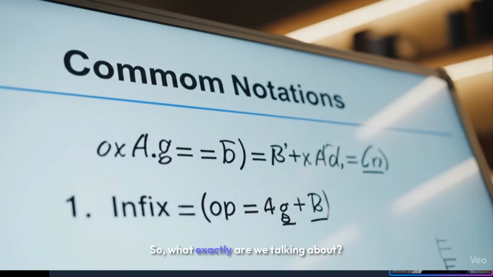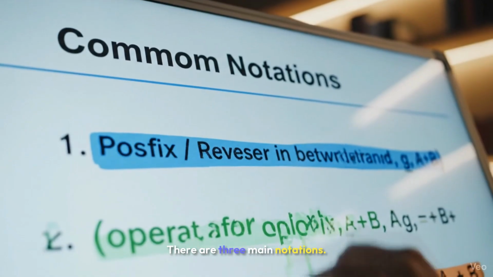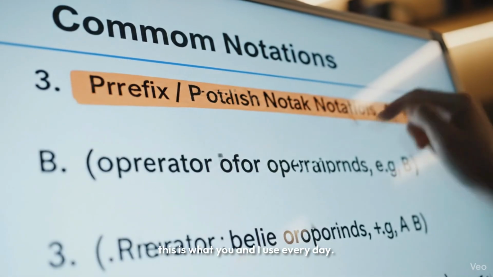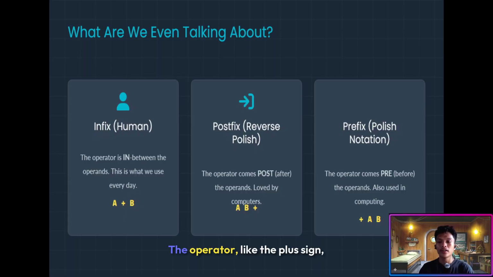So, what exactly are we talking about? There are three main notations. The first, infix. This is what you and I use every day. The operator, like the plus sign, is in between the operands: A plus B.